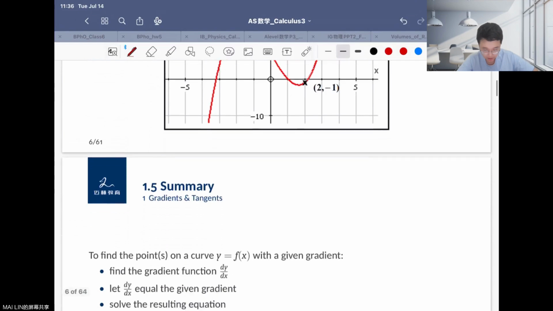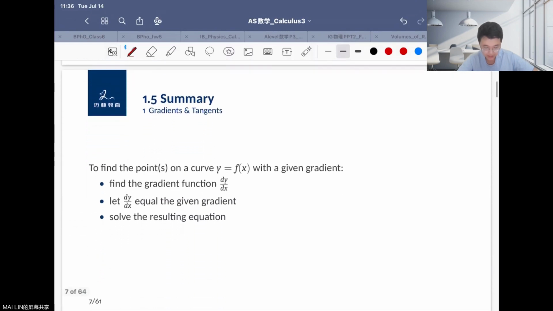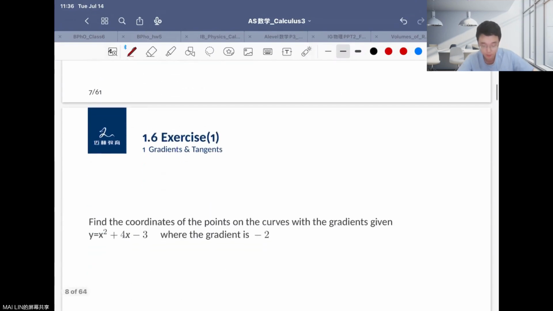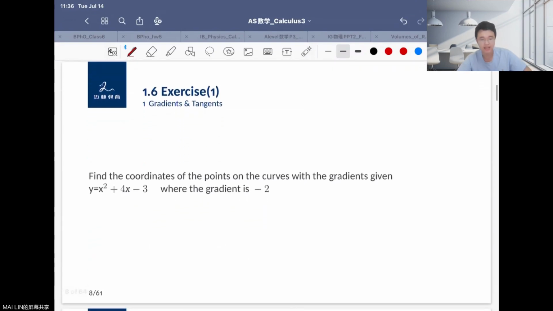So here, if you want to calculate the exact point, first differentiate, then set it equal to the constant gradient, and then find the x value and then the y value. Here is an exercise for you.